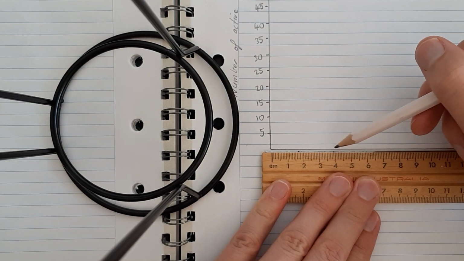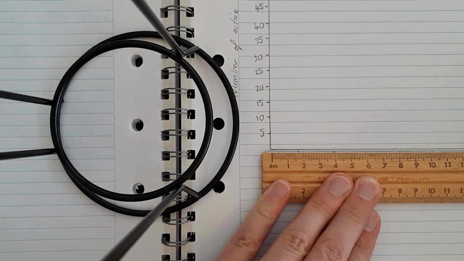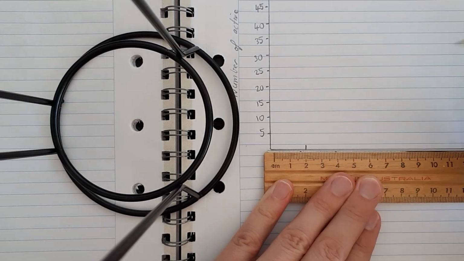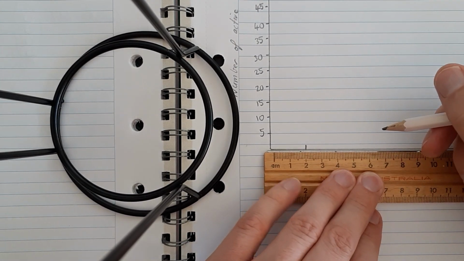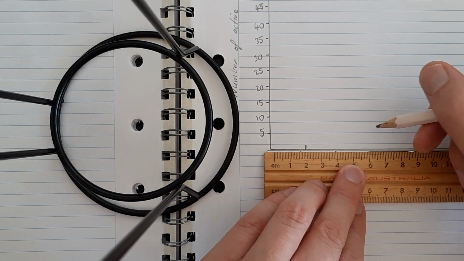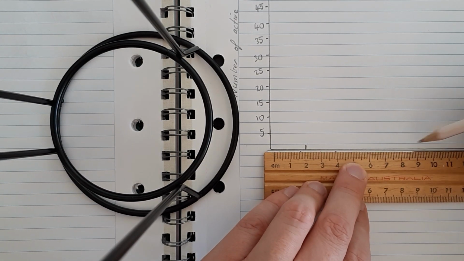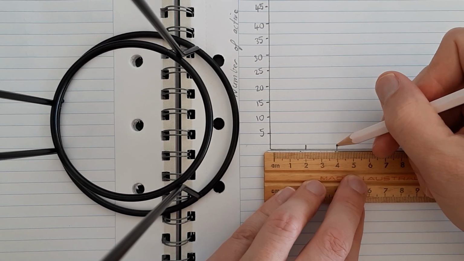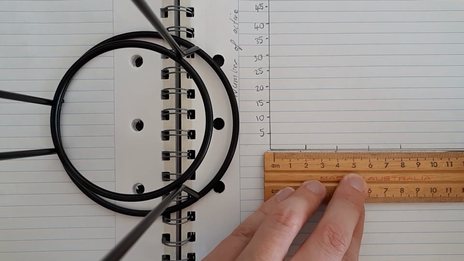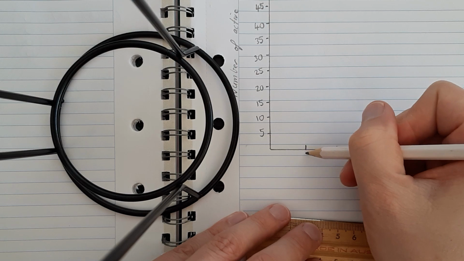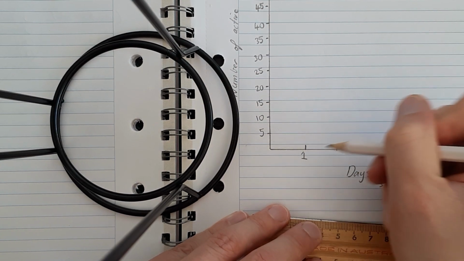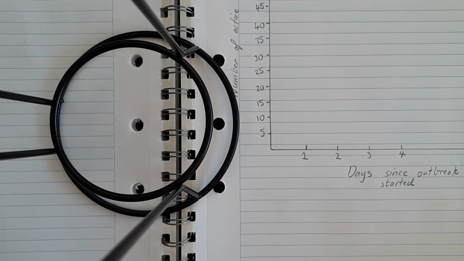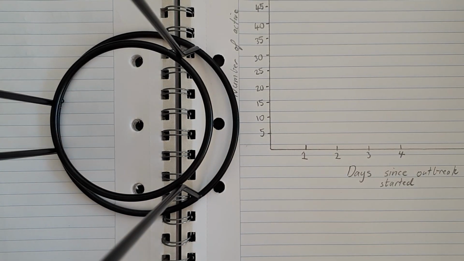I might do it every 2 centimeters, why not? So day 1 can be there. Or maybe can I do 3? Oh, I've already done 2 there, so I will stick with that. Day 1, day 2, day 3, day 4. Okay, so now we've got our graph ready to go.